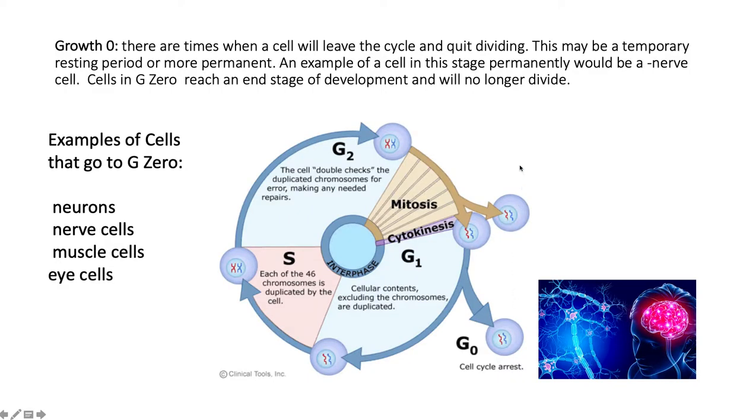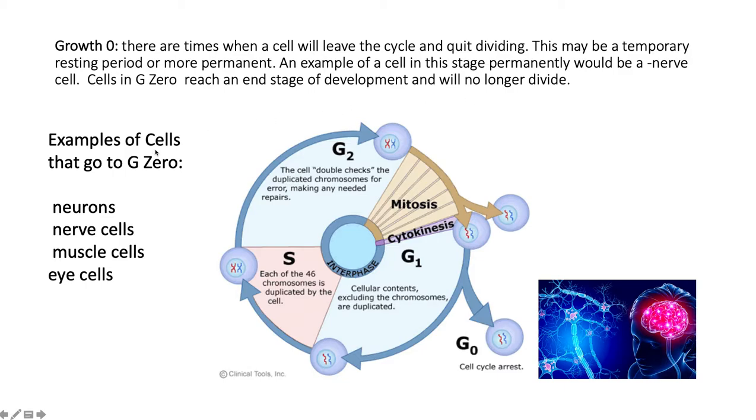Now, some cells do not go to S phase or G2. There are some cells that go from mitosis to growth 1 and then to G0 or growth 0. And this is where the cell just quits dividing. It may be a temporary period where the cell stays, or it may just be a type of cell that just stays in this stage permanently.